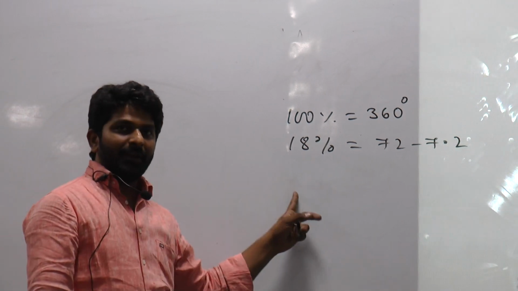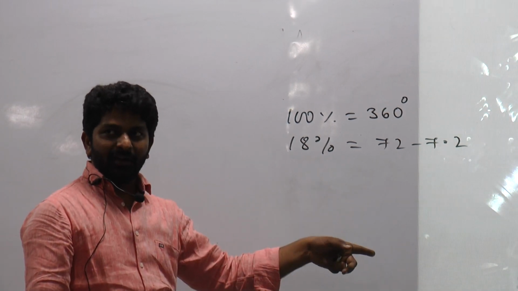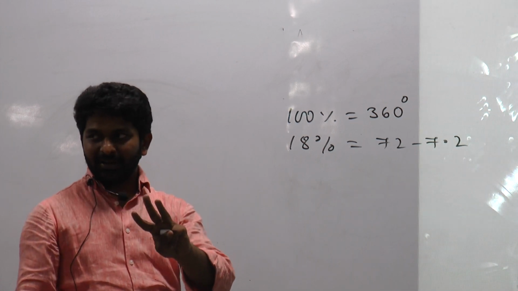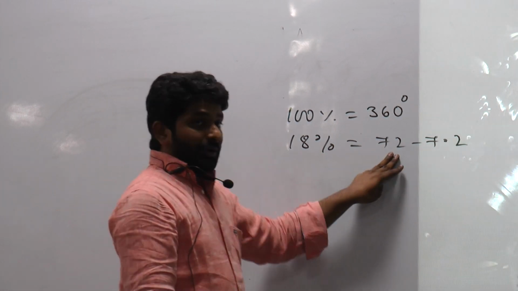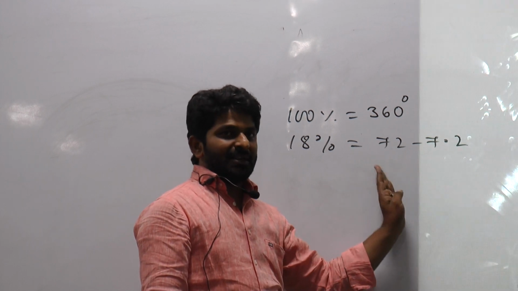18% should be a multiple of 18. Should also be a multiple of 9. You have 3 such multiples. So 72. From 72 we are subtracting something.